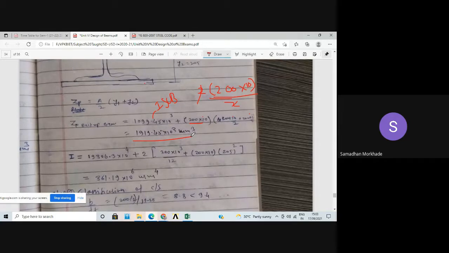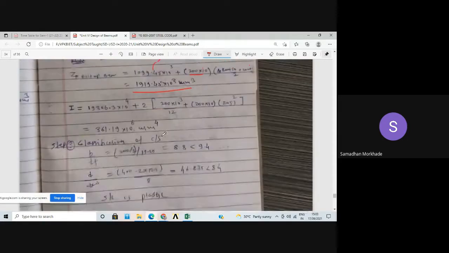See how suddenly, just by adding a 10 mm plate, the ZP has gone from 1099 to around 1900. So this is the advantage of built up section, but the disadvantage is that we have to fabricate the sections and do the connections, so additional things come into the picture.